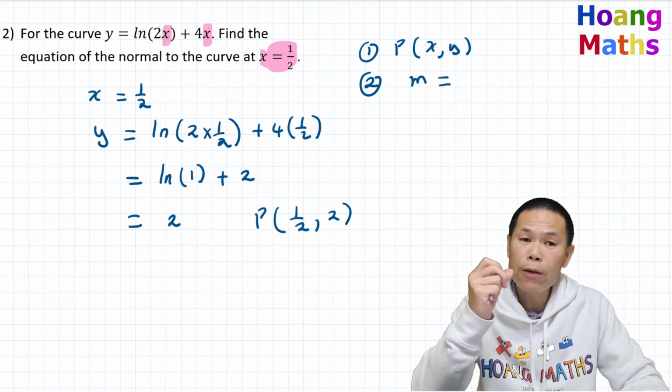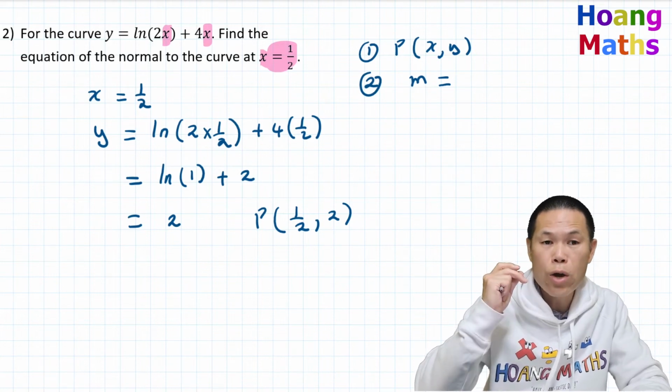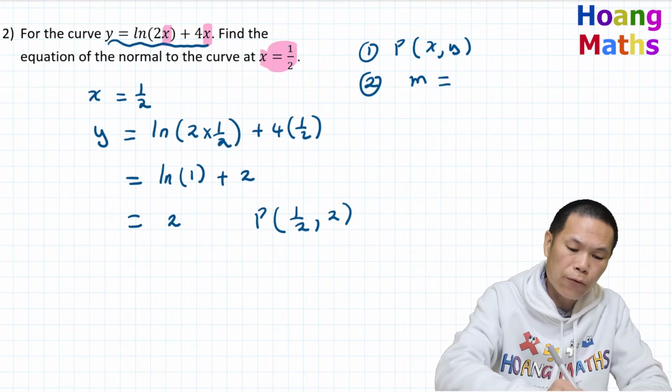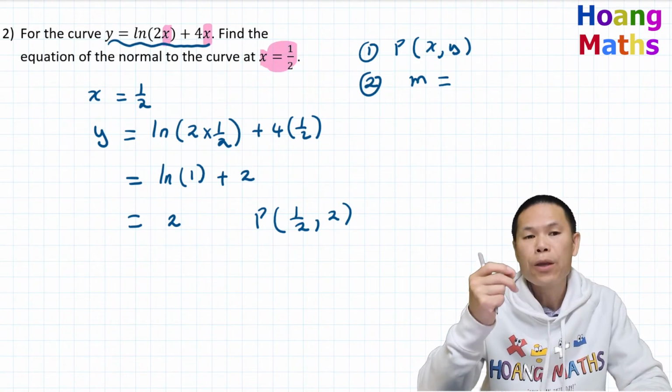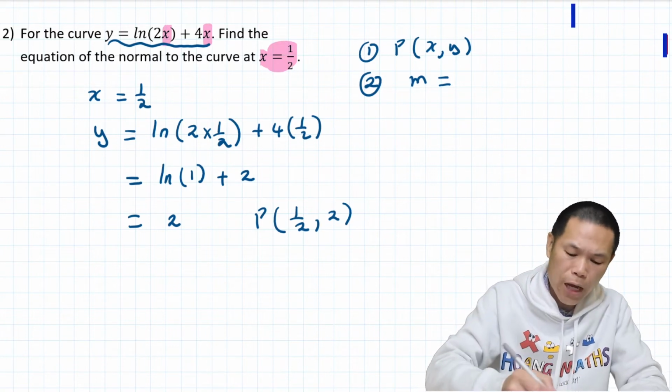Okay, to find the gradient, first of all, we need to find the gradient of the tangent first. Now to work out the gradient of the tangent, the first step is we need to differentiate this so that we can find the gradient of the tangent. Okay, so let's find the gradient of the tangent first.